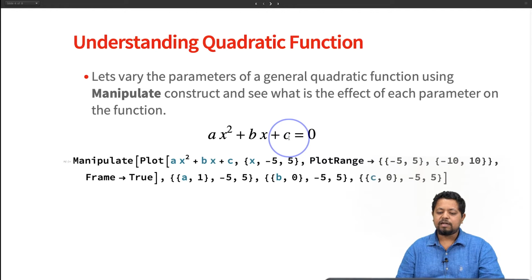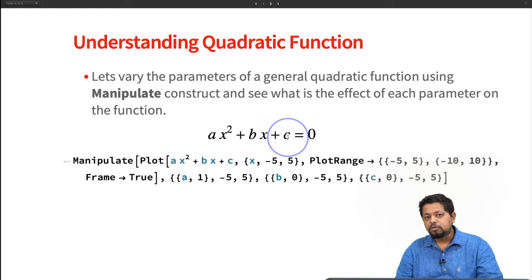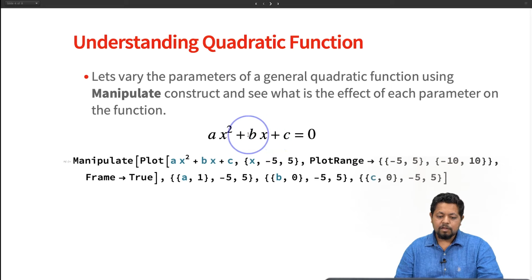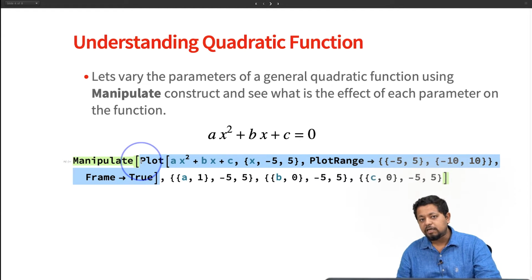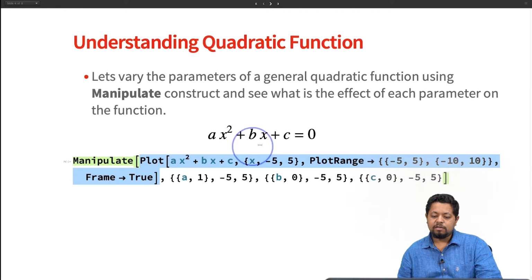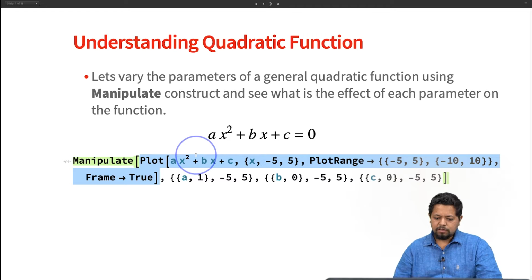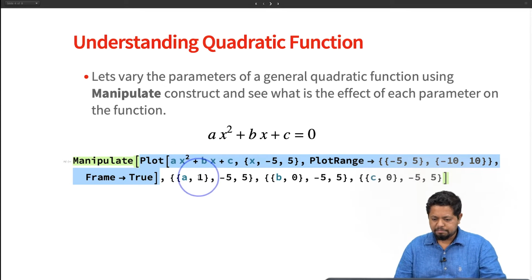This is how I can understand what these different parameters do for the function. In order to do that, I'll use the Manipulate command. And remember, last time we discussed at great length how to use the Manipulate command. So this is an example where we'll use Manipulate to understand how these three parameters a, b, c work. So let's go ahead and actually build it up slowly.